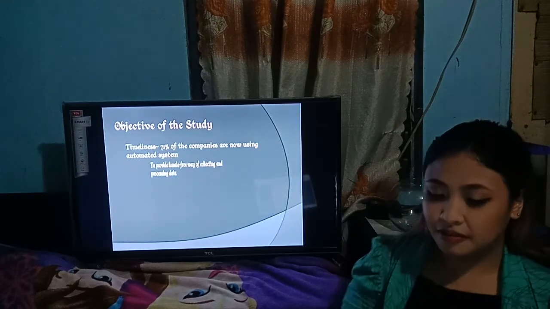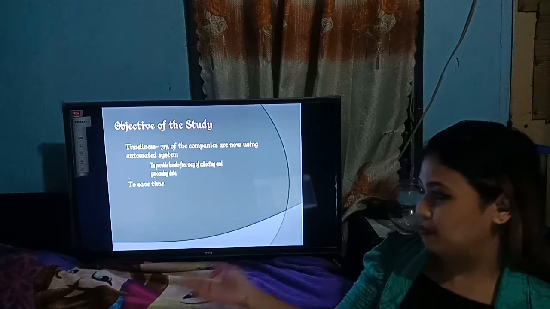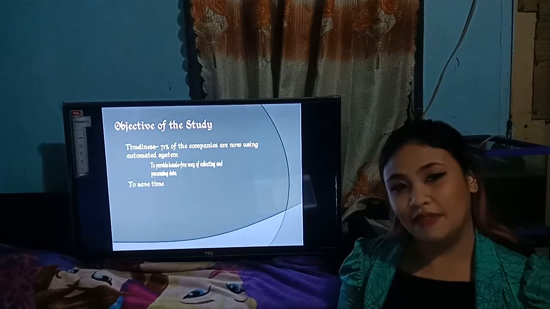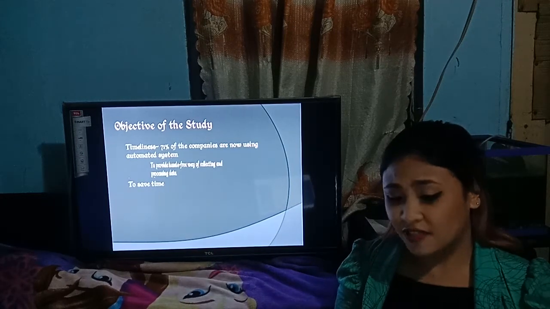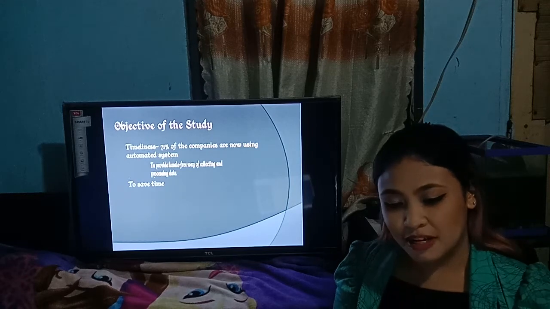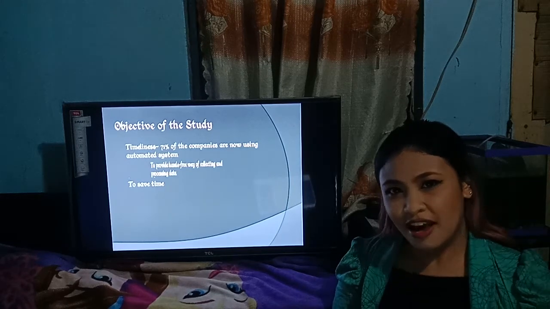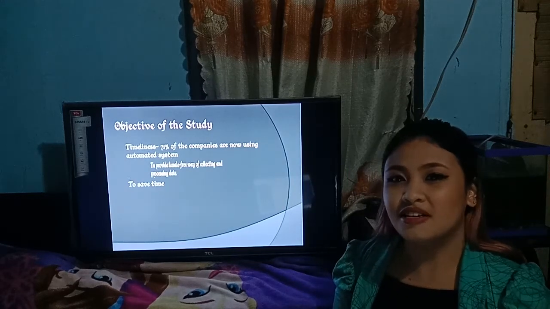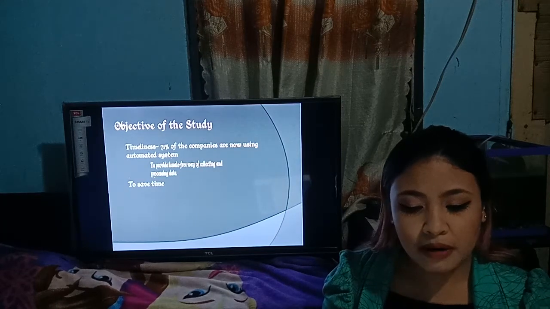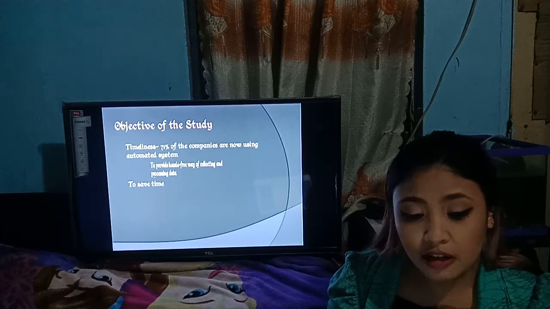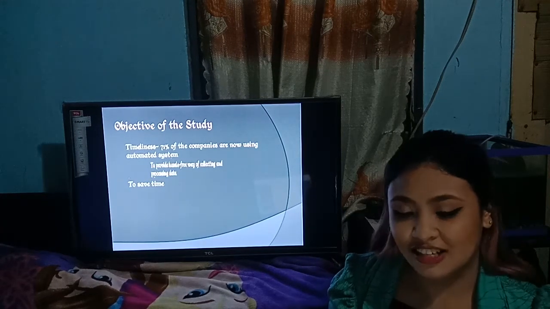And number 3, to save time. Simply to save time. Like the old saying that time is gold, saving time is saving company resources. And saving company resources is saving money. This will only be achieved if we make the processes simpler and easier.